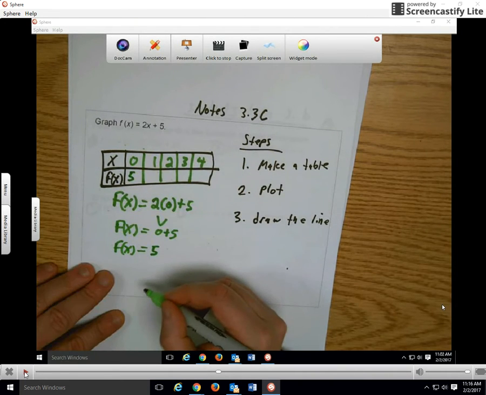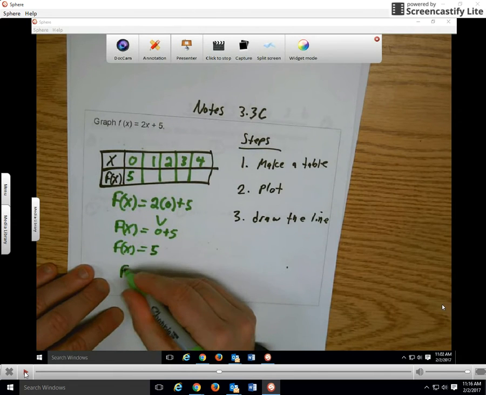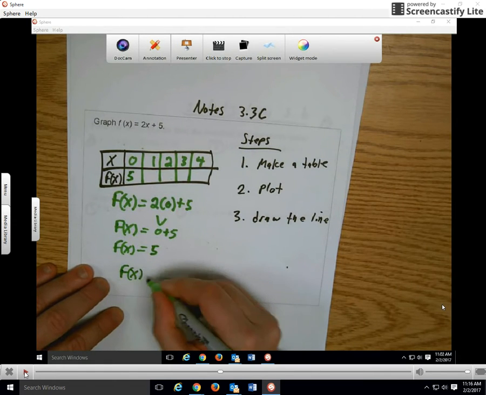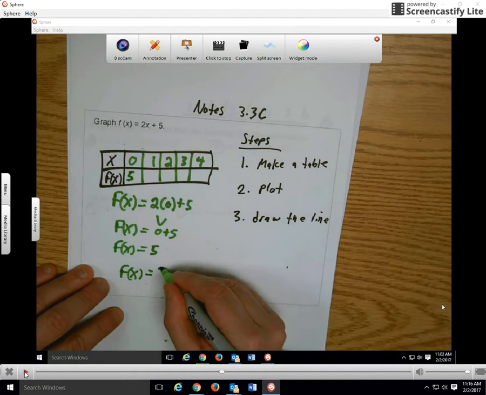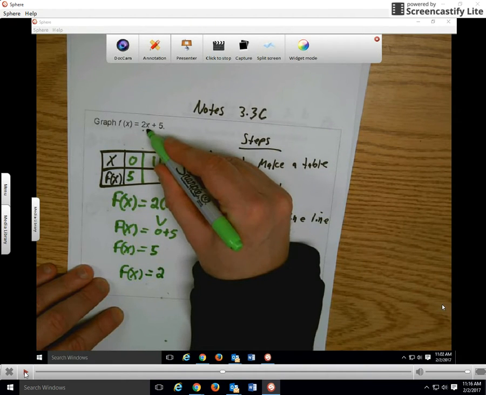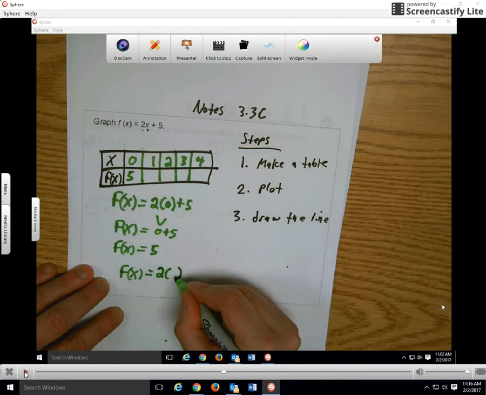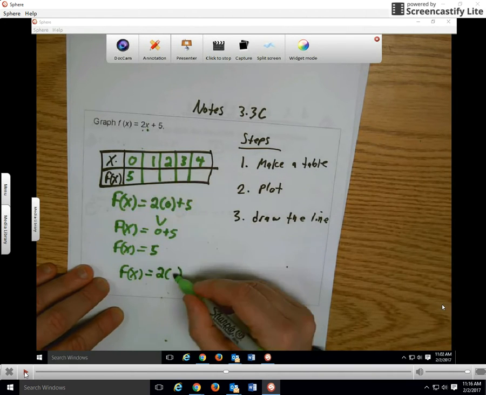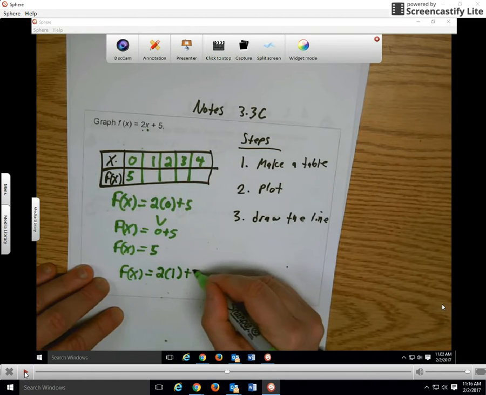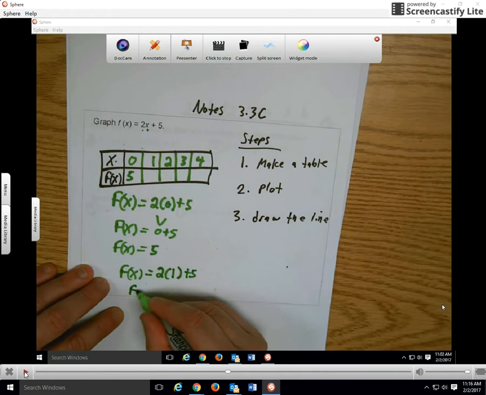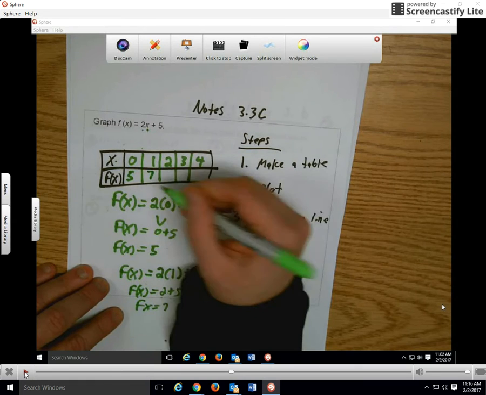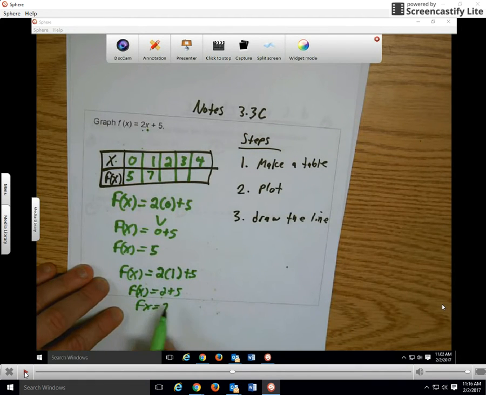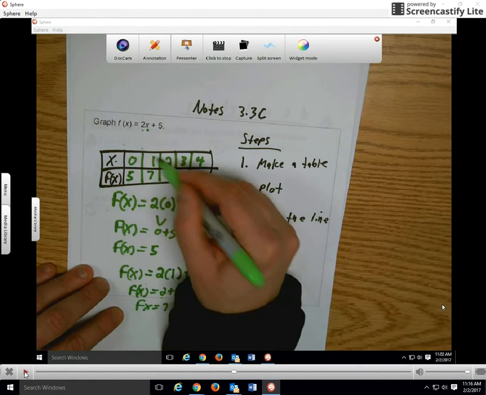And then we just need to do this multiple times. So let's just do it again. f of x equals 2, instead of an x, though, we're substituting in, well, we tried 0. Let's try the next number. Well, 1 is now the x, plus 5. f of x equals 2 plus 5. f of x equals 7. And I can already see the pattern that every time x goes up 1, y is going up 2.